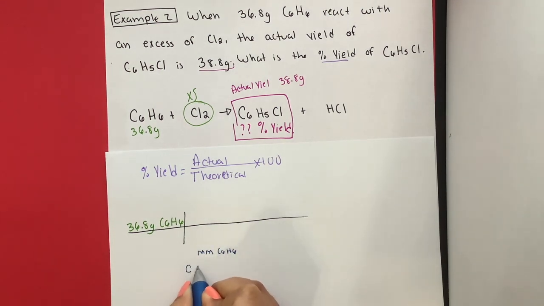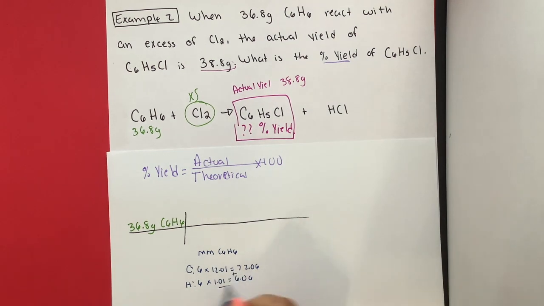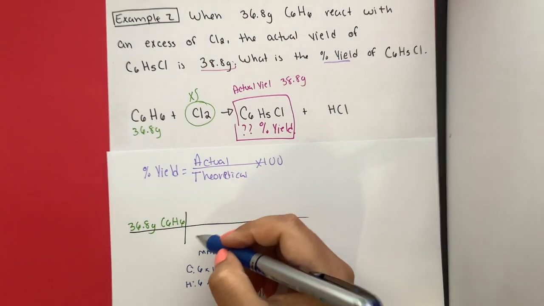Carbon, I have 6. Hydrogen, I have 6. I'm going to multiply them times their mass. The mass of carbon is 12.01 times 6, 72.06. I add them, and I get 78.12 grams per mole. So now I'm going to put this number in the bottom.